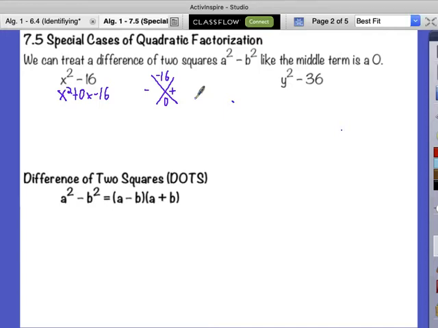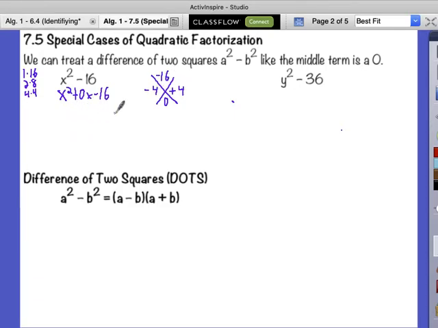What are factors of 16? 1 and 16. 2 and 8. 4 and 4. What's the difference between 1 and 16? 15. What's the difference between 2 and 8? What's the difference between 4 and 4? 0. Negative 4, positive 4. Negative 4 times positive 4 is negative 16. Negative 4 plus 4 is 0.